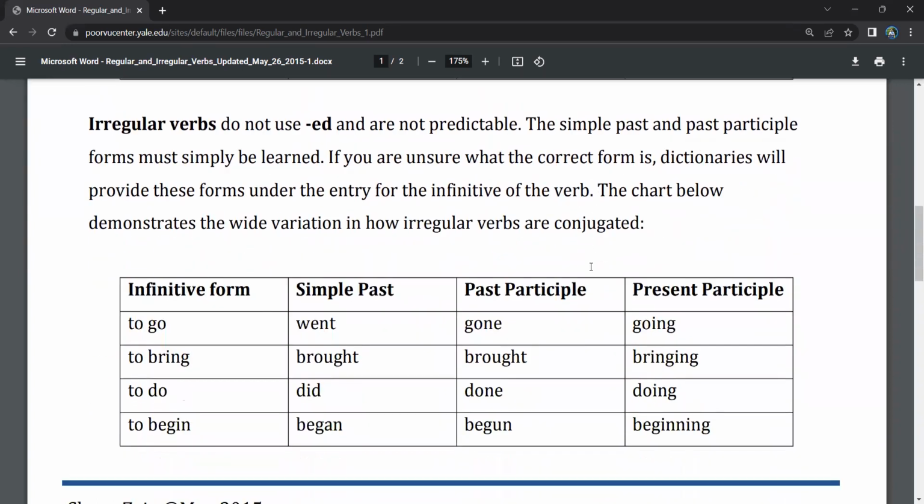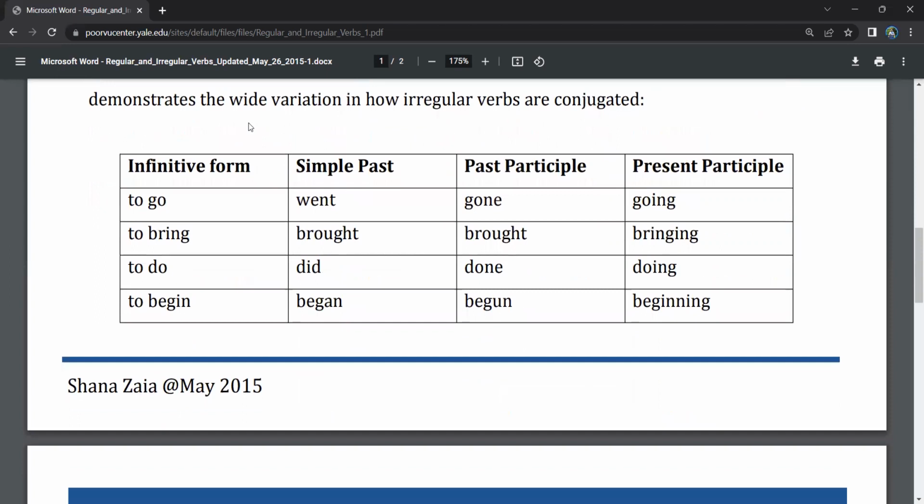How about for irregular verbs? Irregular verbs do not use ed or are not predictable. So the clue would be it changes its spelling or changes to another different word. If you are unsure what the correct form is, dictionaries will provide these forms under the entry for the infinitive of the verb.